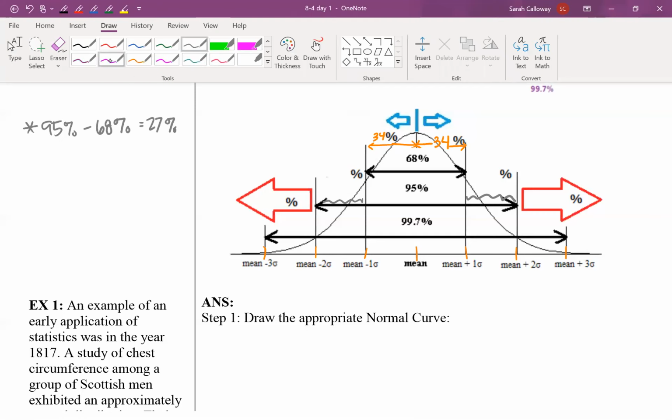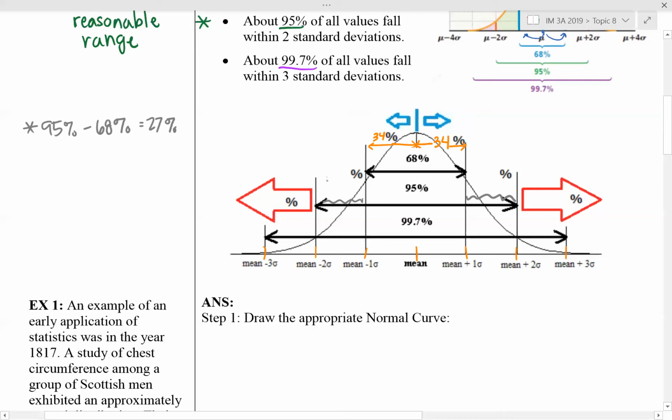So let me just find another color. So this would be 13.5% of the data fits between 1 and 2 standard deviations.